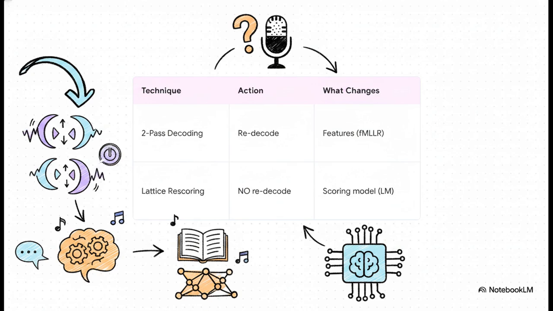Quick pro tip for your next tech interview, two-pass decoding is entirely different from lattice rescoring. Notice the stark contrast here. Two-pass decoding completely throws out the old evaluation and redecodes the audio from scratch because the underlying features have physically changed via fMLLR. Lattice rescoring? No redecoding. It just updates the math, like upgrading to a stronger language model, on the exact same lattice paths.